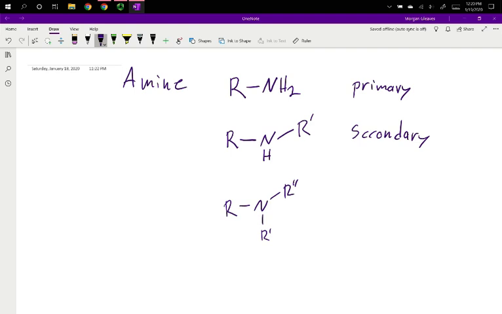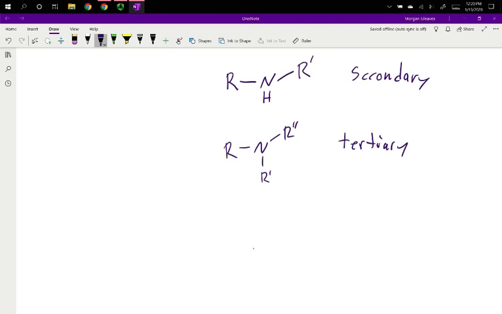The idea is just, is there one carbon attached to the nitrogen? If so, there's two hydrogens. Are there two carbons attached to nitrogen? If so, there's one hydrogen. And are there three carbons attached to the nitrogen? If so, there are no hydrogens and you are tertiary.